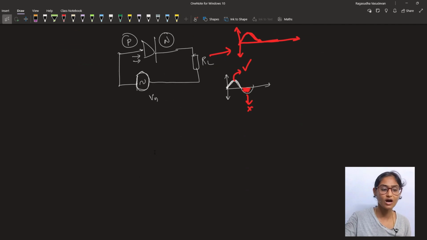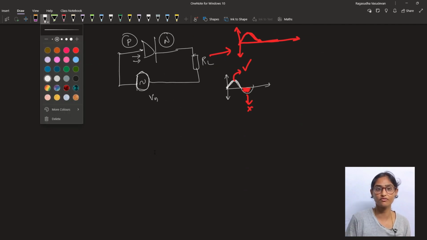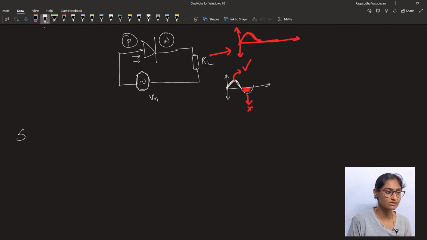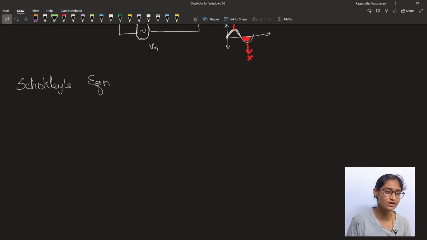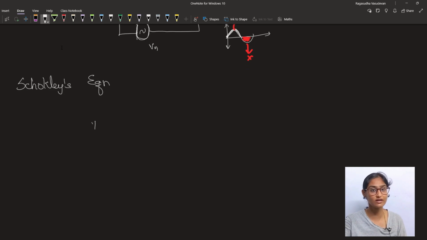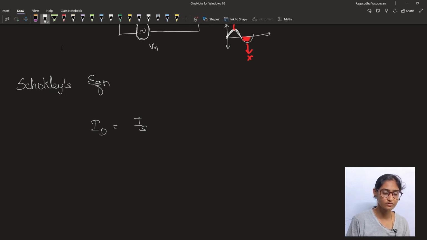Okay, so how do we find the value of the current through the diode? This is governed by Shockley's equation. Some people call it Shockley, some people call it Schokley, however you can call it. The diode's current is equal to the reverse saturation current times e to the power Vd divided by N Vt, minus 1. I'll explain it.